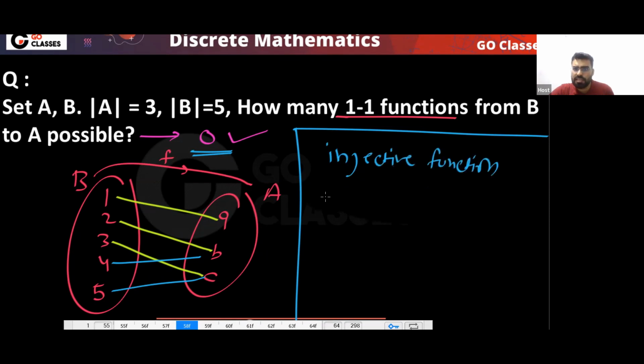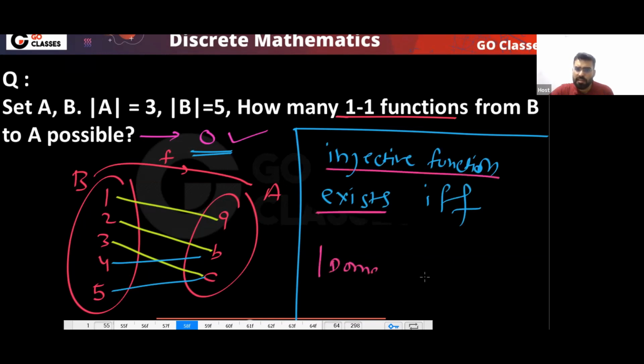Remember, an injective function exists if and only if the domain cardinality is less than or equal to the codomain cardinality. The cardinality of the domain should be less than or equal to the cardinality of the codomain. Then an injective function will exist. Okay, let's move on.